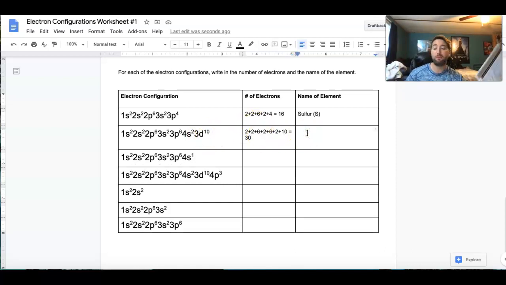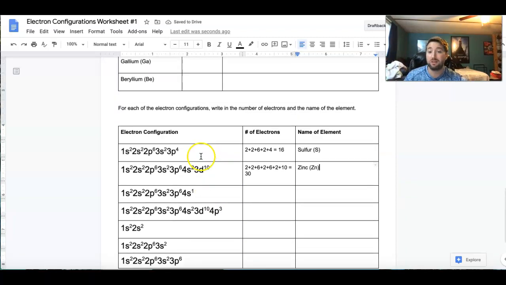So I'm going to look up on my periodic table again what element is number 30 on the periodic table. Alright, so I'm looking, let's see. And it looks like it is Zn, which stands for zinc. Alright, so it's zinc, it's Zn. Alright, and that's all you have to do for the rest of this.